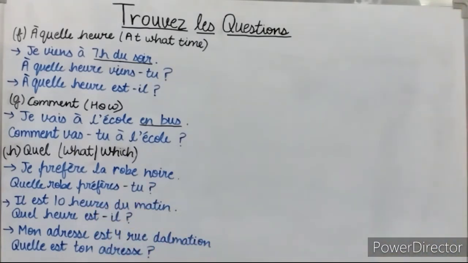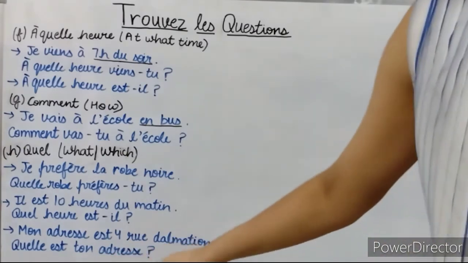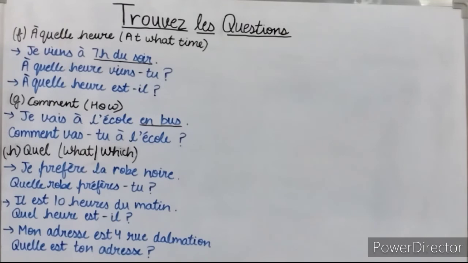Mon adresse est 4 rue Dalmation. My address is 4 rue Dalmation. Quelle est ton adresse? What is your address? Now you are observing one thing, that the spelling of quel would be quel for any masculine thing, whereas if I am talking about a dress, which is feminine, robe, so you'll use quelle. The spelling would change according to the number and gender of the noun.